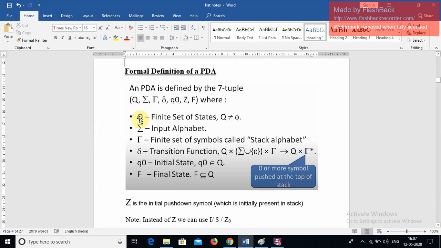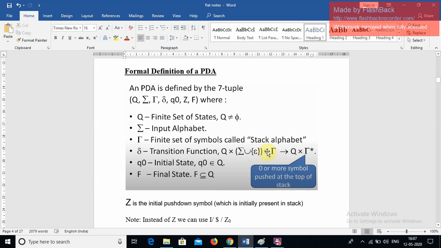Q is nothing but a set of states, and it should not be null. Sigma is the input alphabet, the terminals. Tau is a finite set of symbols called the stack alphabet; the set of alphabets of the stack is present in tau. Delta is the transition function. We'll discuss the transition function in depth later. Sigma union epsilon means it may include epsilon or not. Next, tau means stack alphabet.